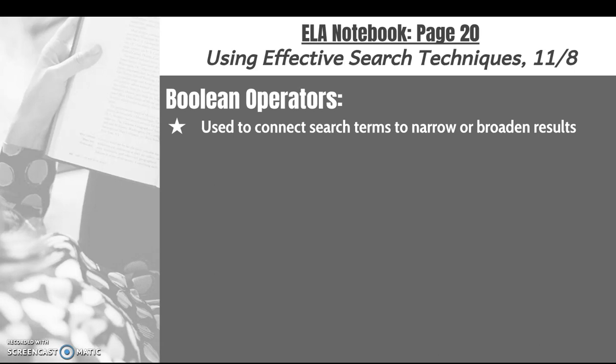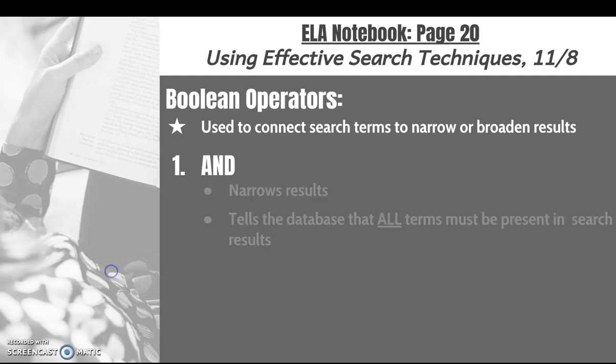The first term I'm going to share with you is the term and. And is a Boolean operator. What is it used for? Well, and is used to narrow results. When you're searching in a database, the word and tells the database that all terms must be present in your search results.